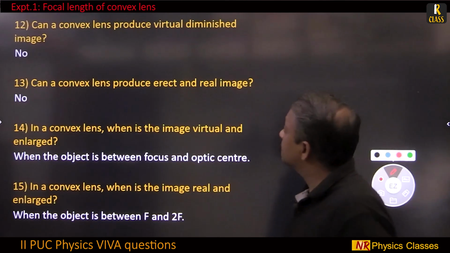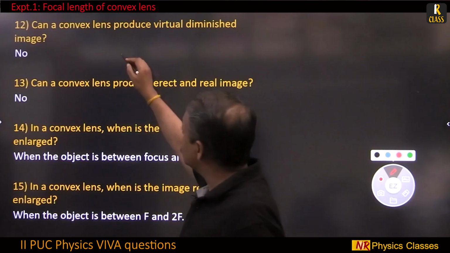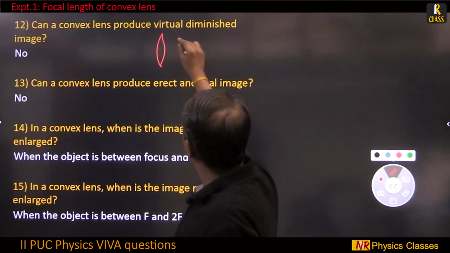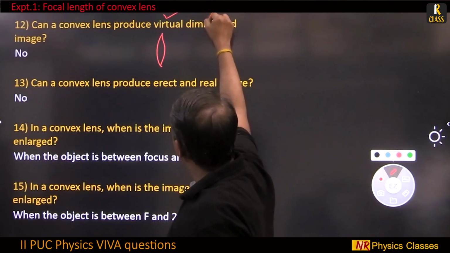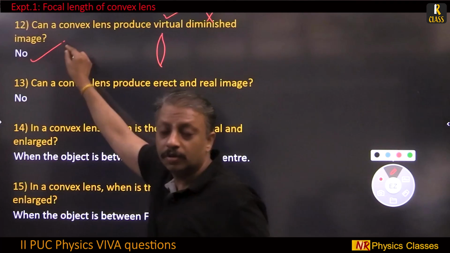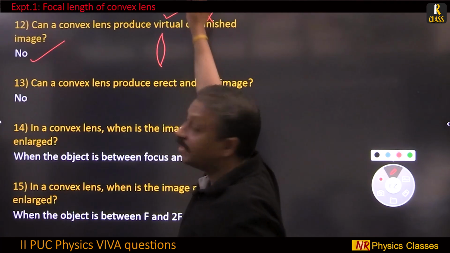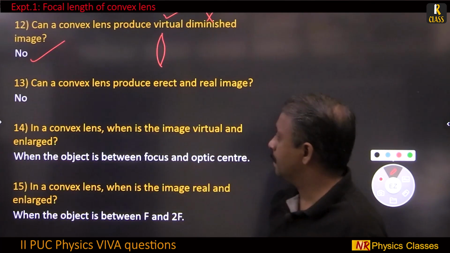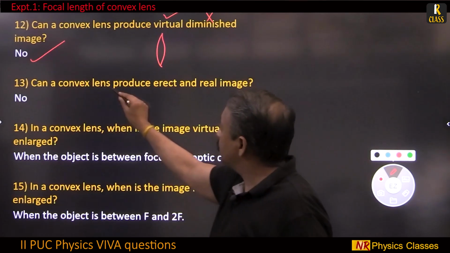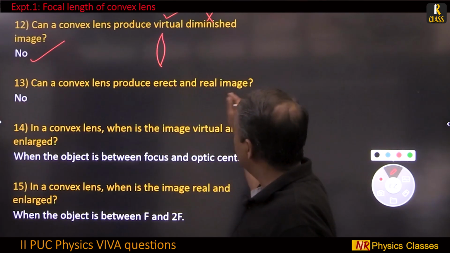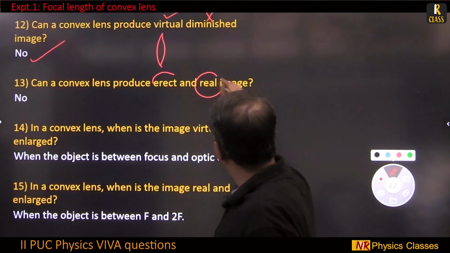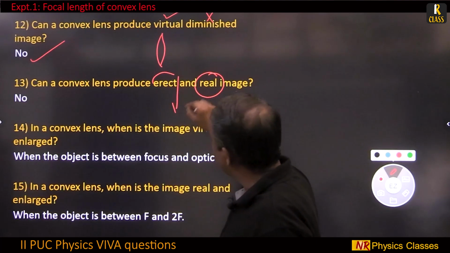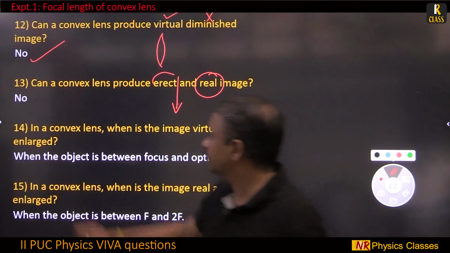Can a convex lens produce virtual diminished image? We can get virtual but not diminished. Answer is no. Virtual magnified. Can a convex lens produce erect and real image? No. If it is real, it's always inverted image.